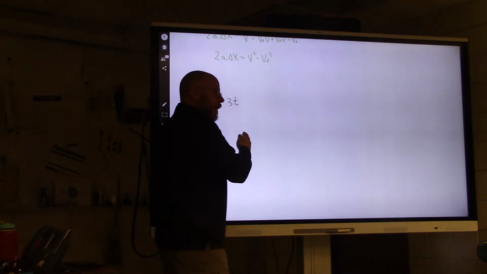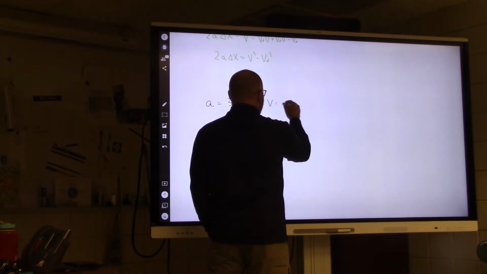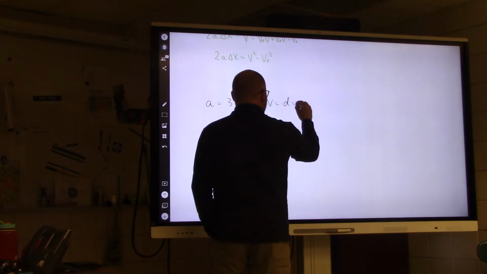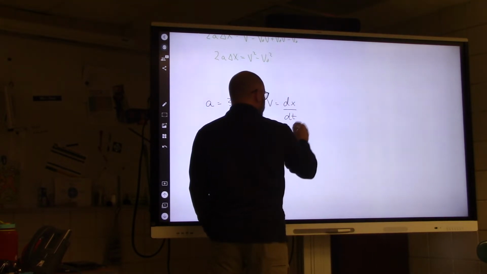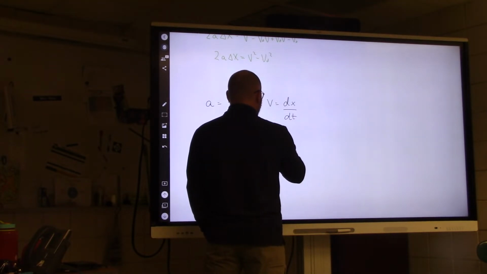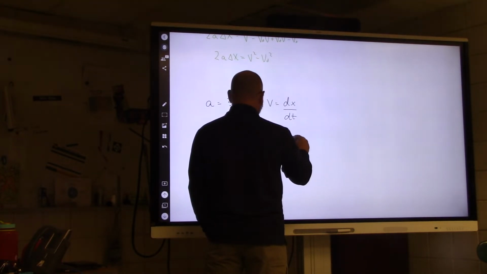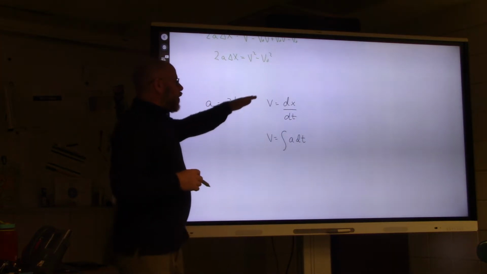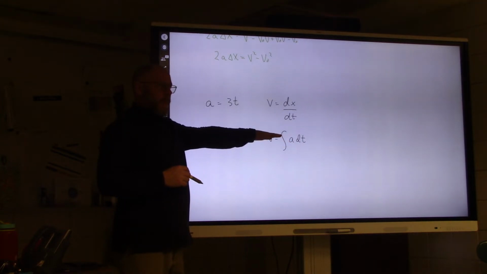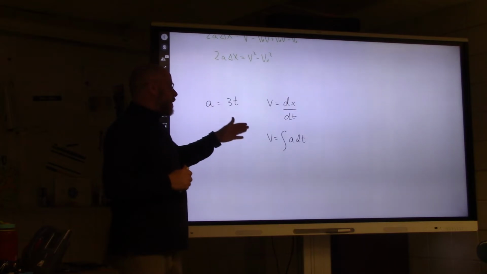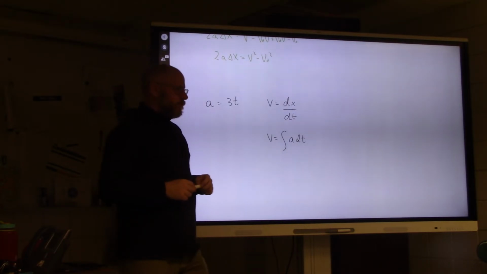The only thing you can do is get the velocity if you do dx dt, or you can get the velocity if you do the antiderivative of a dt. These are always true because it doesn't matter what your equations are. It doesn't matter if your acceleration is constant, unlike those kinematic ones. Okay?